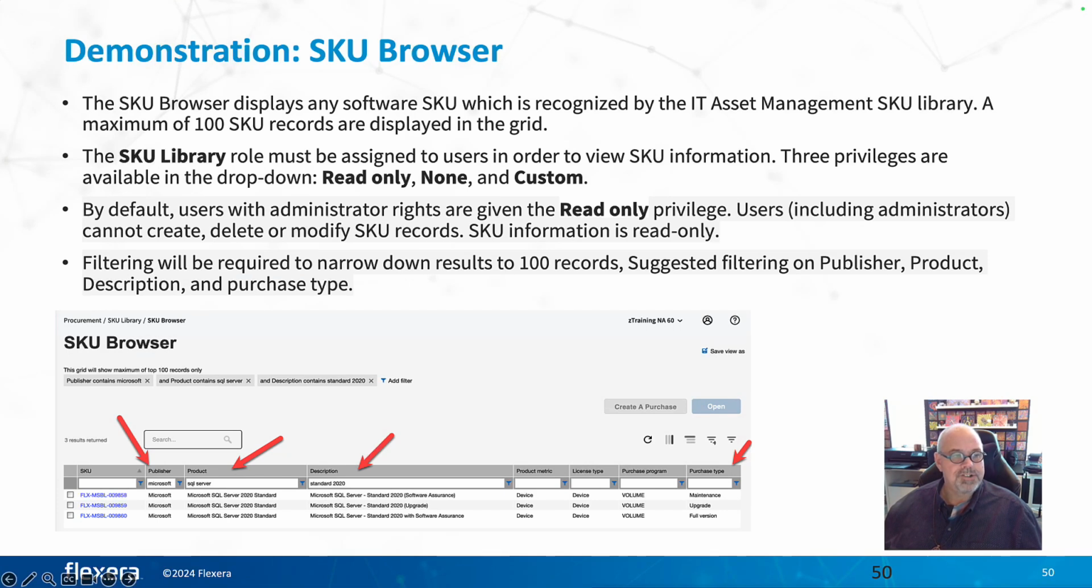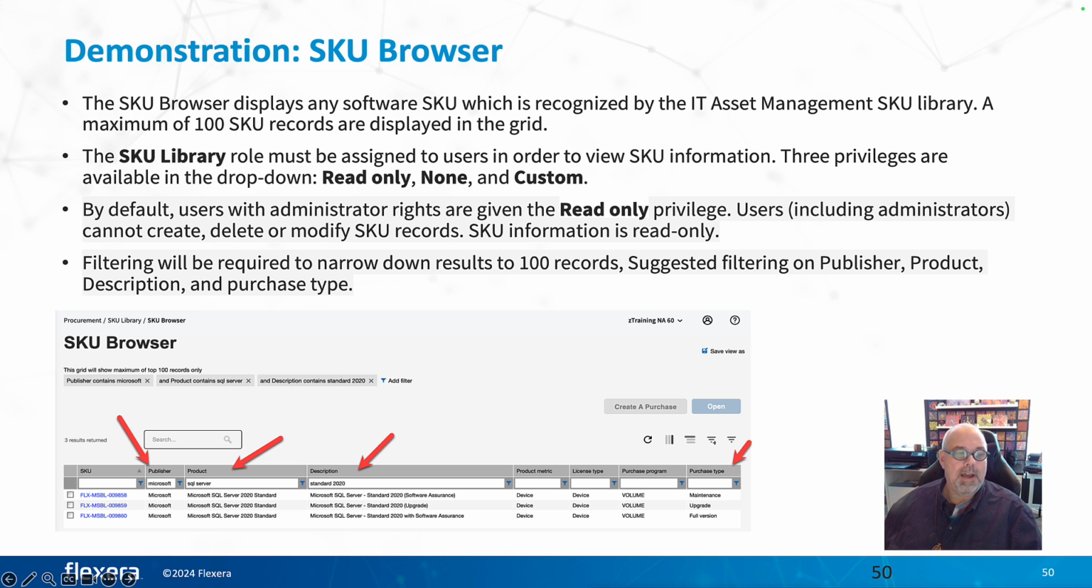In this demonstration, we'll review the Flexera One SKU Browser. The SKU Browser displays any software SKU which is recognized by the IT Asset Management SKU Library. A maximum of 100 SKU records are displayed in the grid.